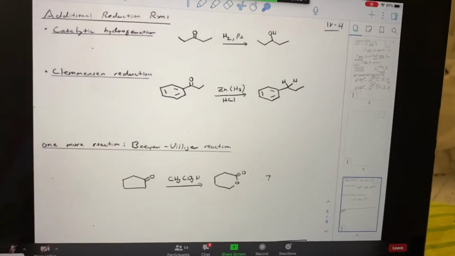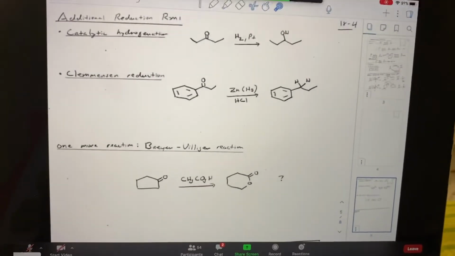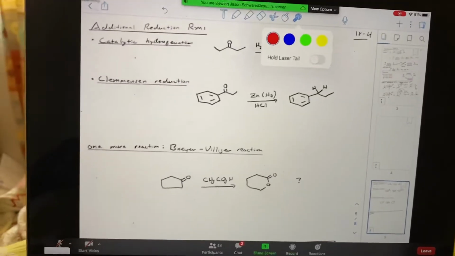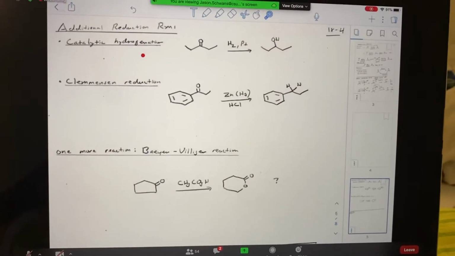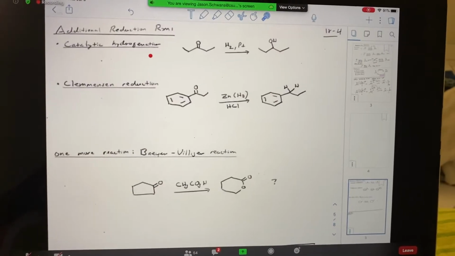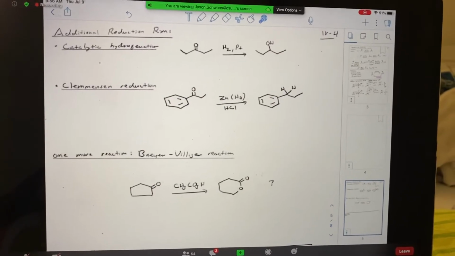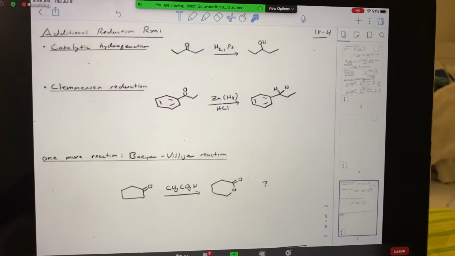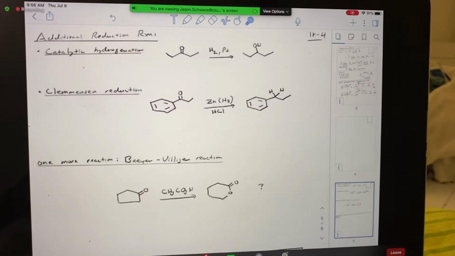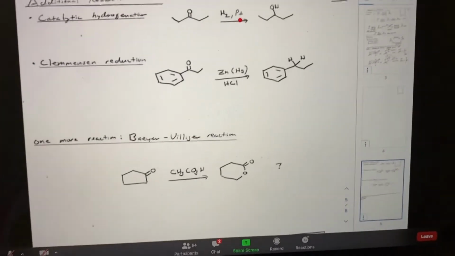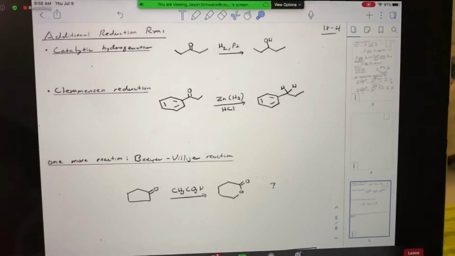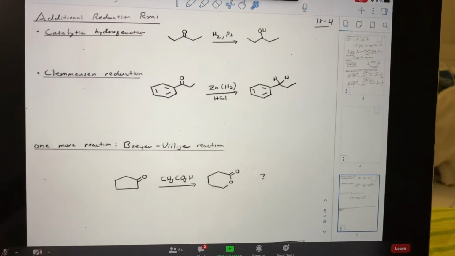reducing agents out there that you might encounter. A very common one, and this was hopefully seen in Organic 1, is this idea of catalytic hydrogenation. We would use this on an alkene in 220A, but we can also do this reaction with the carbonyl group. So we can take a ketone, treat it with hydrogen gas on something like platinum or palladium, and we can reduce the carbonyl group to an alcohol.